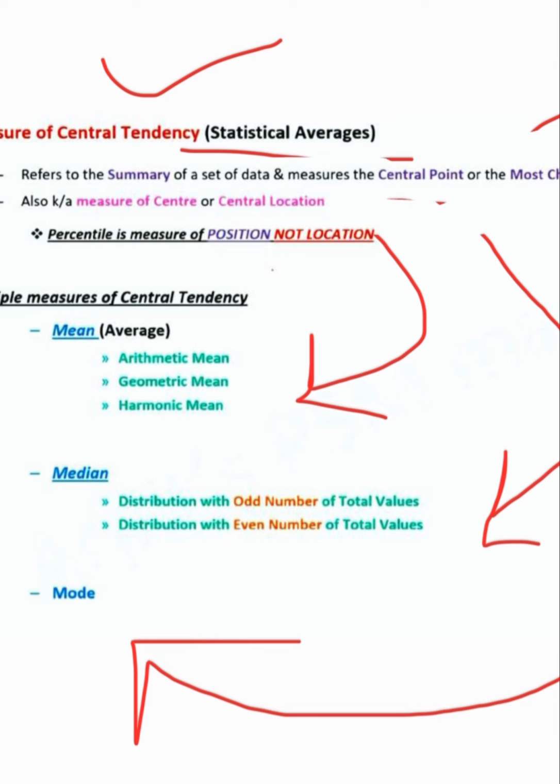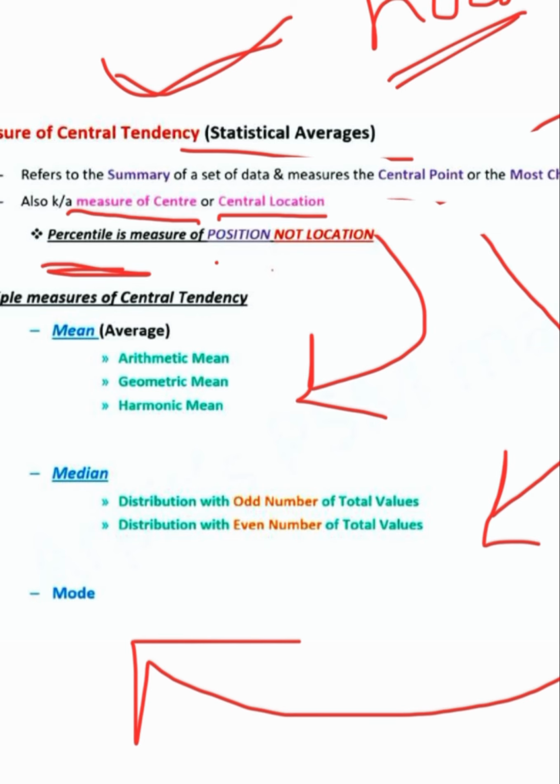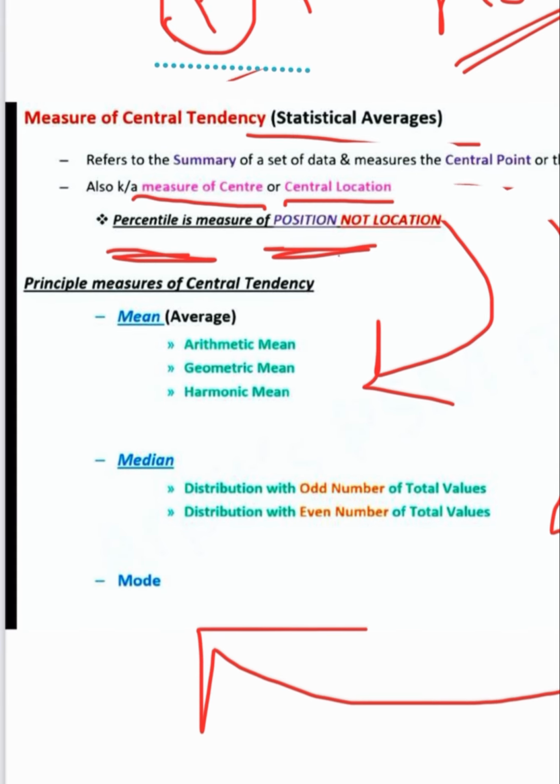Going further, it is also known as measure of center or central location. That is, if the central tendency is given, it gives you location, but if percentile is given, it gives you position. So how to remember? P for percentile, P for position. In an MCQ, if they ask what gives you position, it is percentile, and what gives you location, it is central tendency.